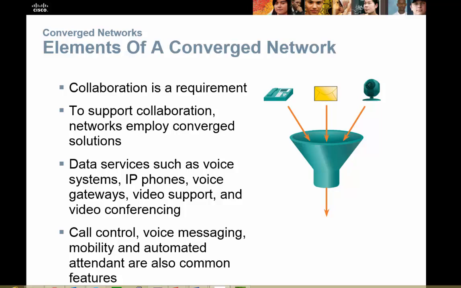And to support this collaboration, networks have to employ what's called converged solutions, where they take different things such as our IP phones, our email, our webcam, and pull it all into one device. That way, data services, like I said, such as the voice systems, IP phones, voice gateways, video support, and video conferencing work together, as well as call control, voice messaging. The mobility and automated attendance are also common features.